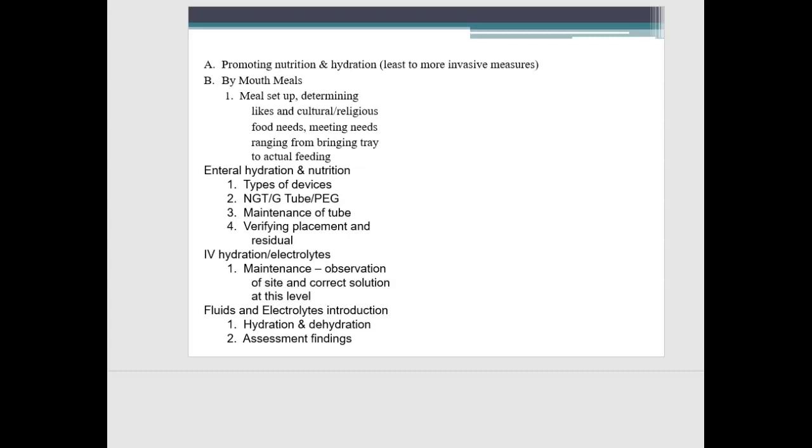Okay, and we also have the maintenance of the tube. We have to make sure we clean around the site, making sure that the tube remains patent. And then, of course, with hydration and nutrition, IV hydration, we maintain that site, making sure no signs and symptoms of infiltration, and we're making sure that the IV fluids are going, and we're monitoring their electrolytes, and we're assessing.